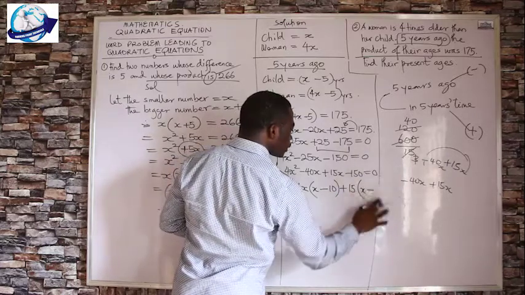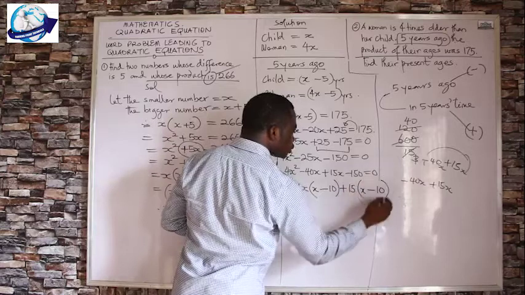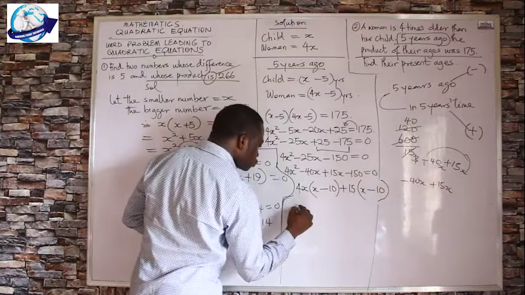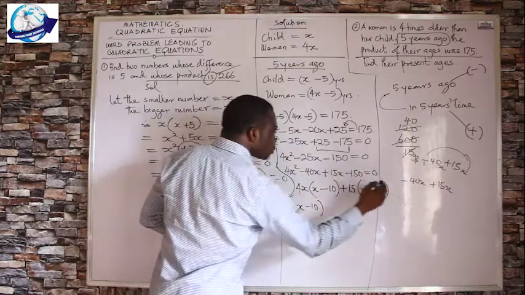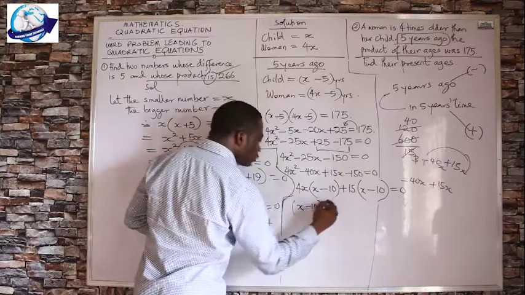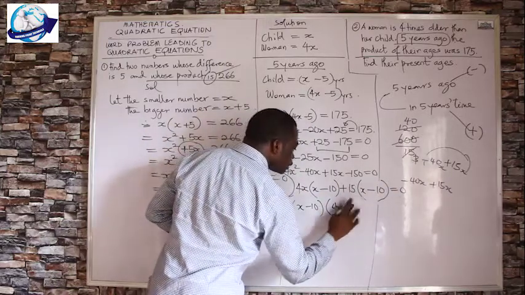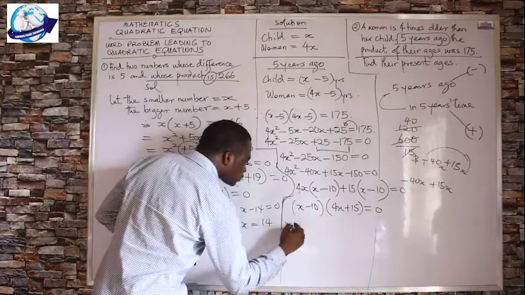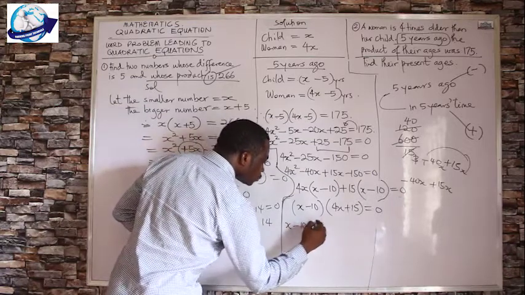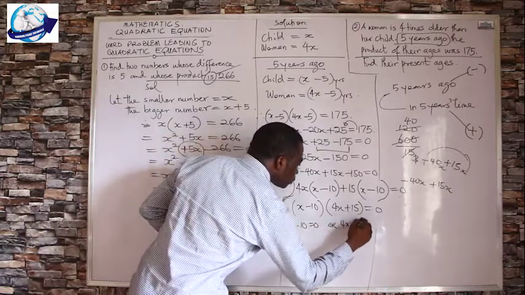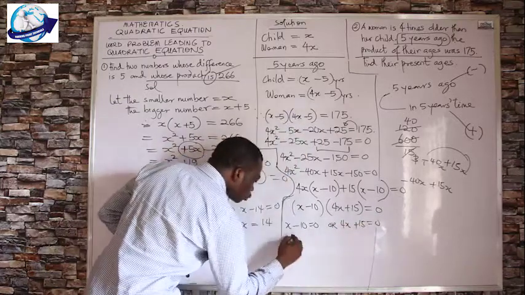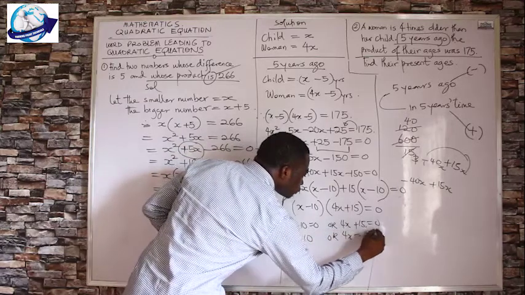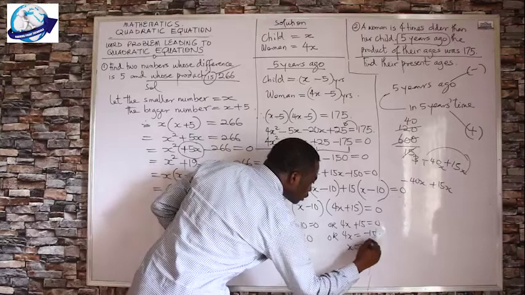Minus. And into this gives you what? 10, of course. If you are in exam conditions, double-check yourself. What you have here is what you must get here. So pick either of these two: x minus 10 equals 0, and you have your other factor 4x plus 15 equals 0. So we can see that x minus 10 is 0, or 4x plus 15 is 0. So x is equal to 10, or 4x is minus 15, and x means minus 15 over 4.